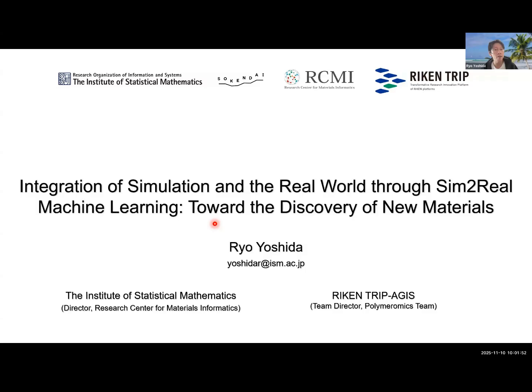I am a team director of the RIKEN Trip Aegis and Polymer Omics team, and also a vice director general of the Institute of Statistical Mathematics, and I'm a machine learning researcher. Today, I can talk about the machine learning application in the field of material science and chemistry. Especially, I'd like to highlight the great potential of integrating the data from the simulation and real-world application to realize the discovery of the new material.